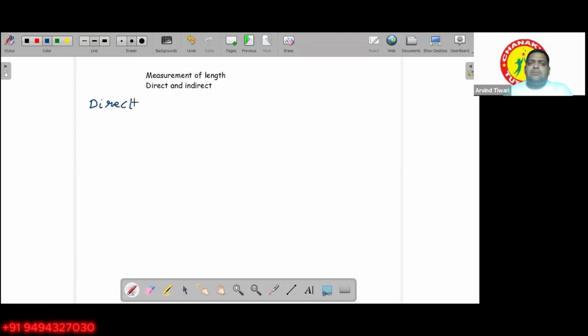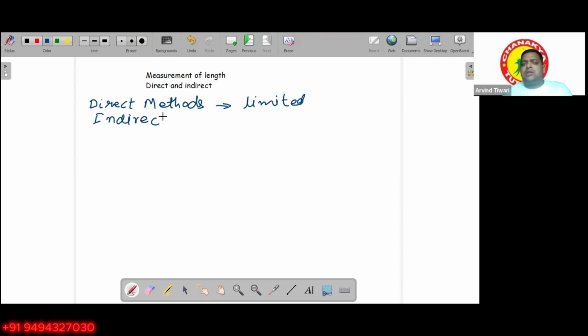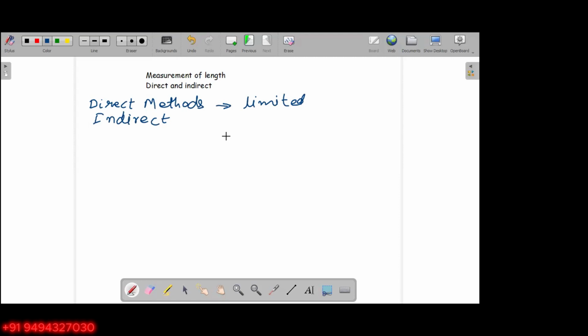If you use direct methods of measurement using a meter, scale, or any other, they are limited. You have limited means, limited objects for which you can apply the direct methods. You have indirect methods which can be used to measure other quantities which are very far off. For example, using the indirect method, you can measure the distance of Earth and Moon, which you cannot measure directly.